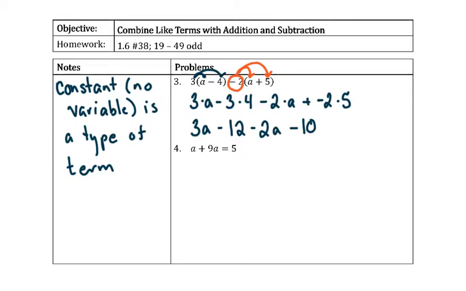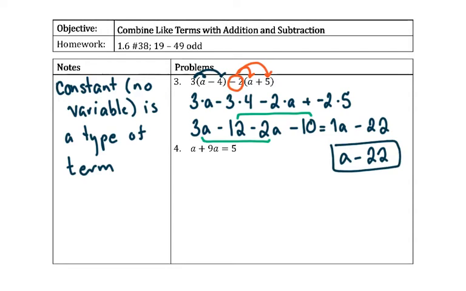Our like terms are our a terms. So 3a minus 2a, which gives us 1a, which we don't usually even write the 1 for. And then negative 12 minus 10, which is negative 22. So you also might write it as a minus 22.